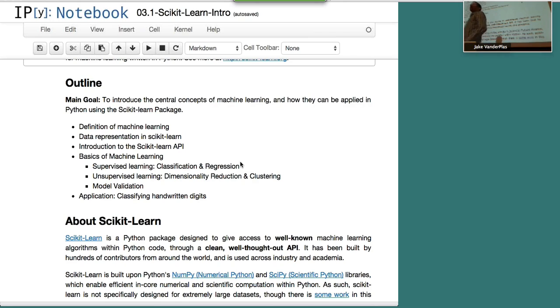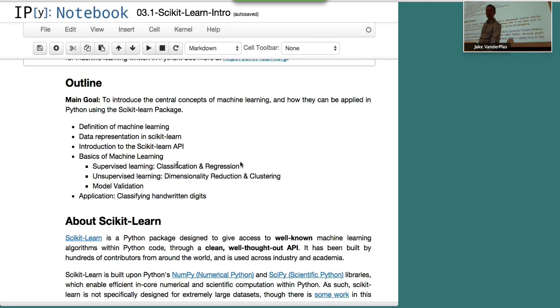So just the outline, like I said, the main goal is to introduce central concepts of machine learning, what machine learning is, and practically how you can start doing machine learning using this package. And so we'll go through the definition of machine learning. We'll talk about data representations. This is pretty important. How do you take whatever data is out there in the world and turn it into bits and bytes that Scikit-Learn can use.